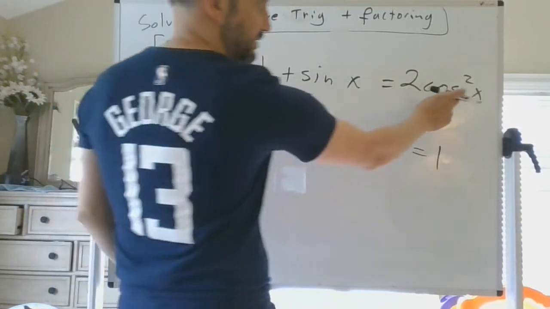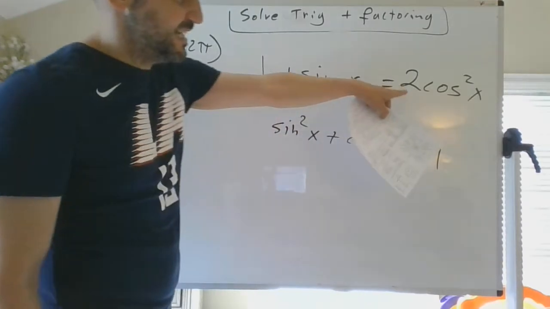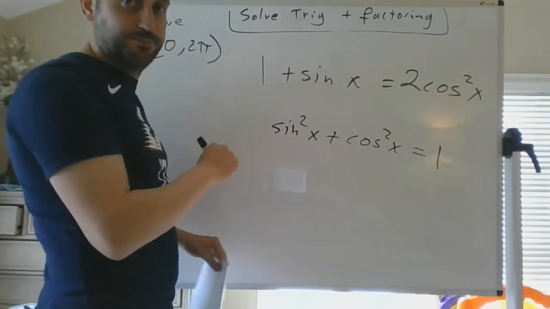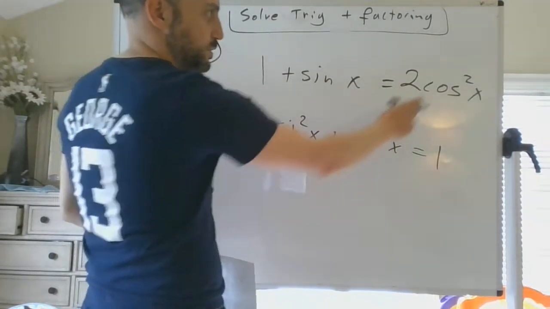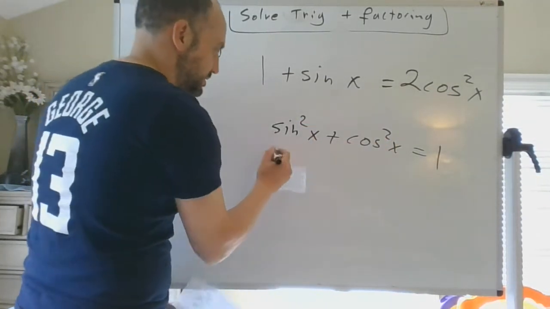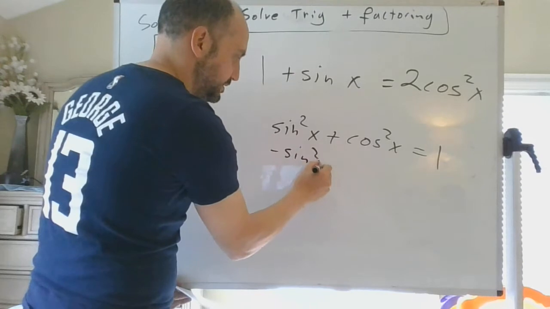Well, okay, I have a cosine squared x here. That 2 is in the way. So here's what I'm going to do. I am going to just figure out what cosine squared x is. So let's do this. I'm going to subtract sine squared x here.